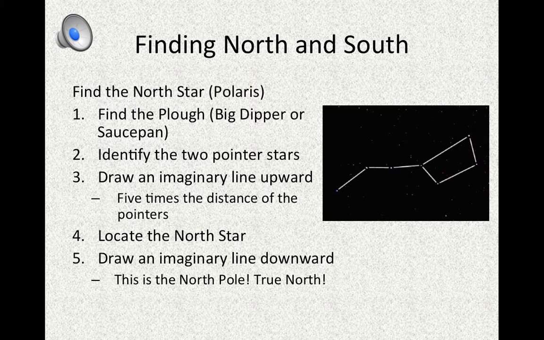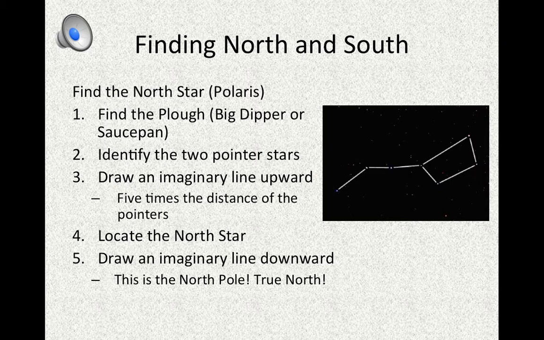To find north and south in the northern hemisphere, you must first find the North Star, otherwise known as Polaris. Polaris is the only constellation that seems to stay fairly stationary and is located directly above the North Pole. To find the North Star, we must first find the Plough, which is a well-known group of stars. Some also know it as the Big Dipper or saucepan.